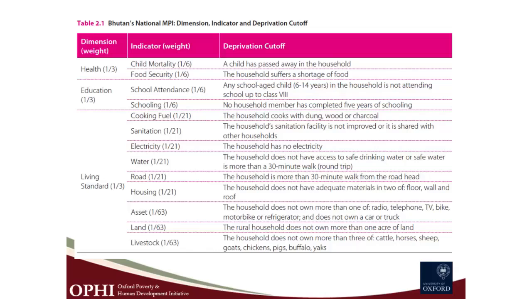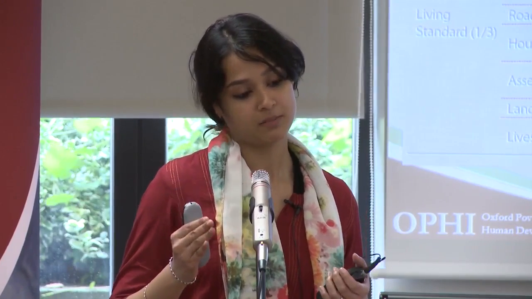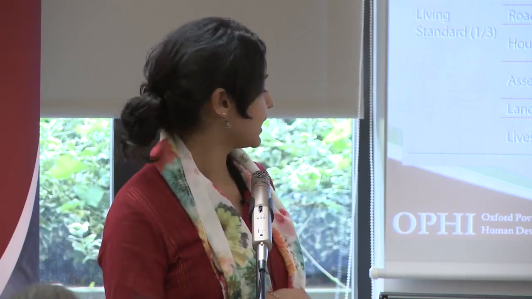And to focus on the BLSS 2012 measure, the idea of the multidimensional poverty measure in Bhutan was to keep it very close to the global MPI measure. Although it had been contextualized for Bhutan, there were certain key indicators important to Bhutan that were added. But overall, the structure is very similar to the global MPI measure. So there are three dimensions: health, education, and living standard. And in health, there is child mortality and food security.